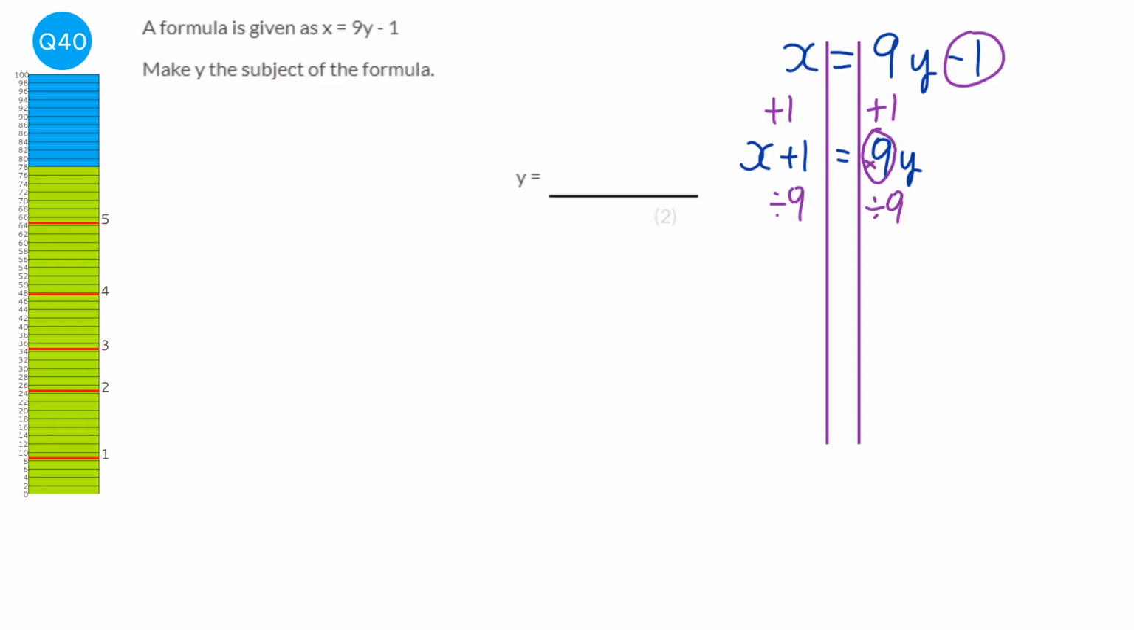And to do that nicely, what we do is we just do it as a fraction. x plus 1 over 9 equals y. So therefore y is x plus 1 over 9.